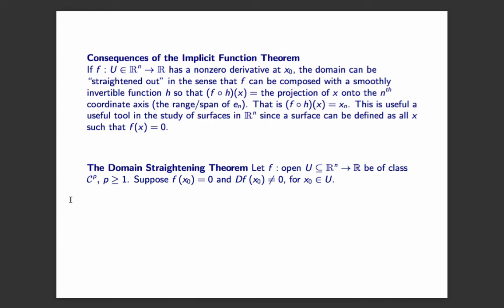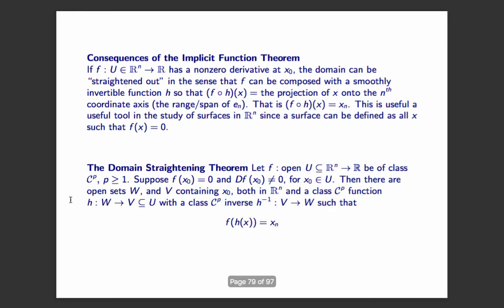So let's give the precise statement of the theorem. Again, hypothesis first. Let f mapping an open set in R^n to R be C^p, where p is greater than or equal to 1. In other words, at the very least, f is differentiable and the derivative is continuous. Suppose f of x naught equals 0. In other words, x naught is on whatever kind of surface we're defining, and the derivative at that point is not 0. Of course, remember that the derivative of such an f is just the gradient transpose.